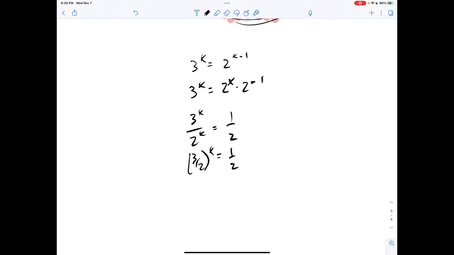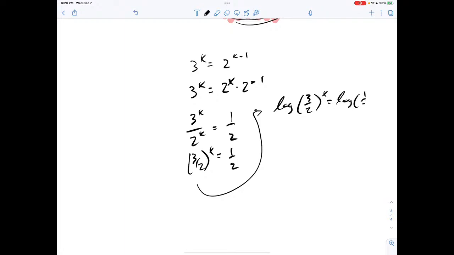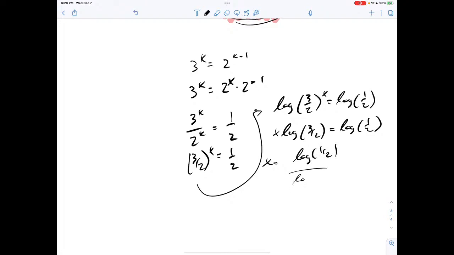And then I could take the log of both sides. So then I'd have log of 3/2 to the x is log of a half. So you could do that as well. I'm not sure. I think the first way is a little cleaner. But this will give me the same answer. This is log of a half divided by log of 3/2.